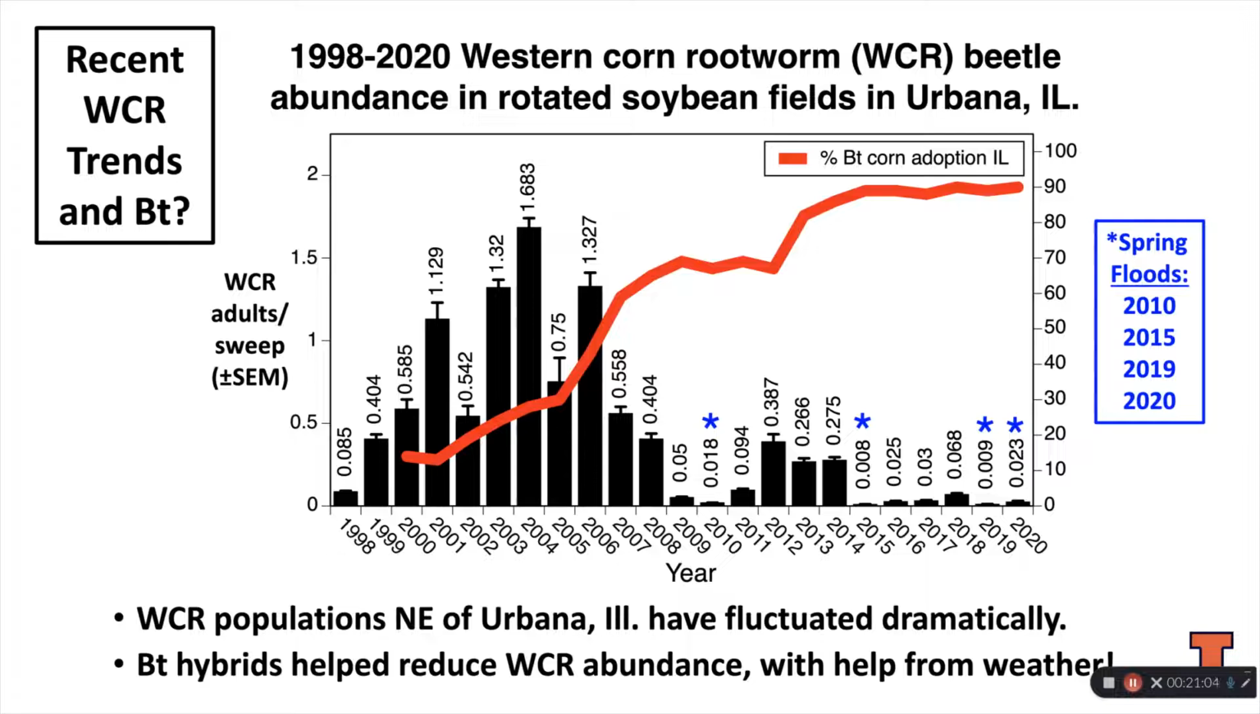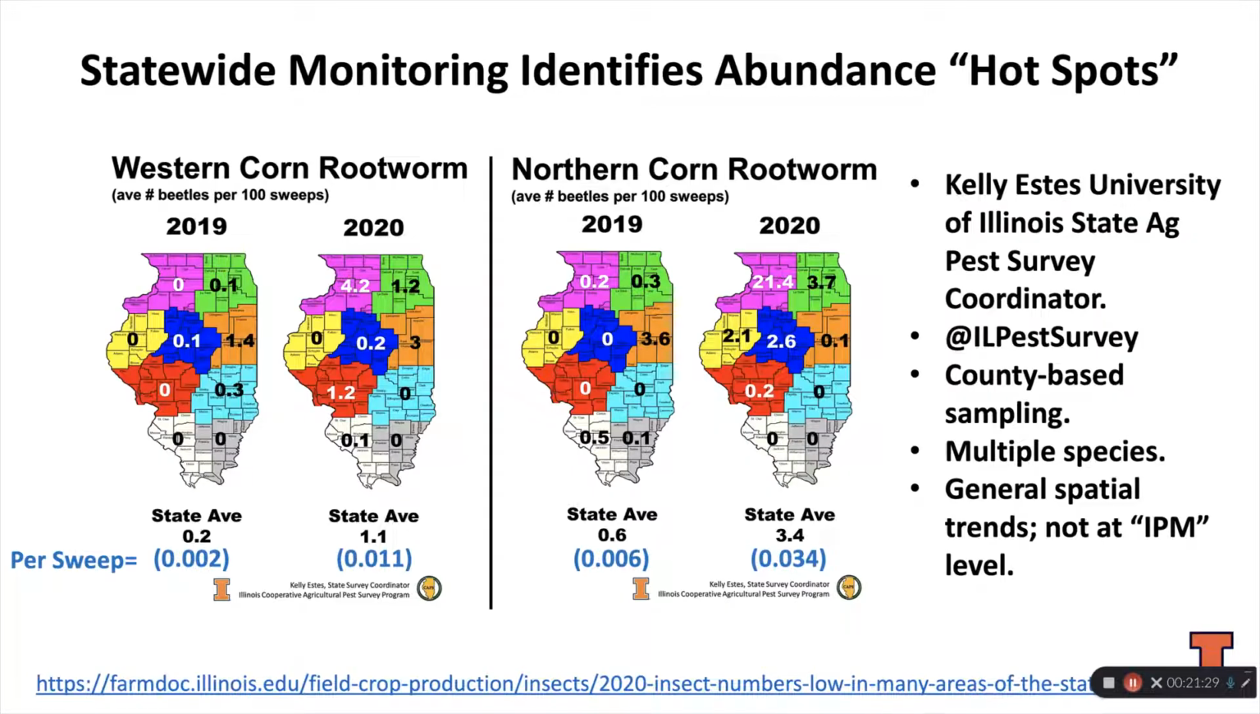I've also noted on here some years where we had very heavy rains in the spring. This can also dramatically reduce populations of rootworm beetles, particularly a year like 2015 when we almost wiped the rootworms out. I'd suggest that BT hybrids have helped reduce rootworm abundance dramatically, but they've gotten a lot of help from the weather. If we look at a broader scale pattern, we see similar trends.